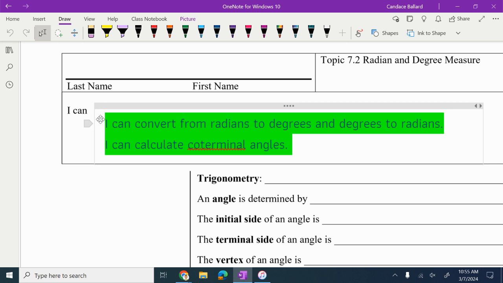This next one here, that word is called coterminal. Coterminal. On the count of 3, we're going to read that one out loud. You ready? 1, 2, 3. Perfect.